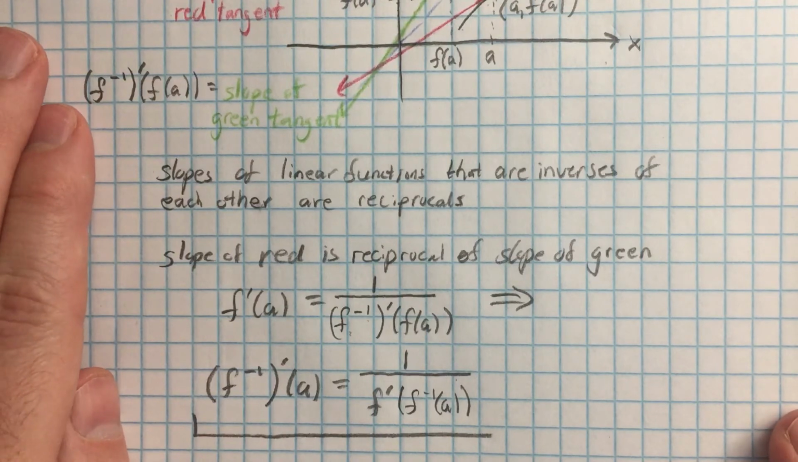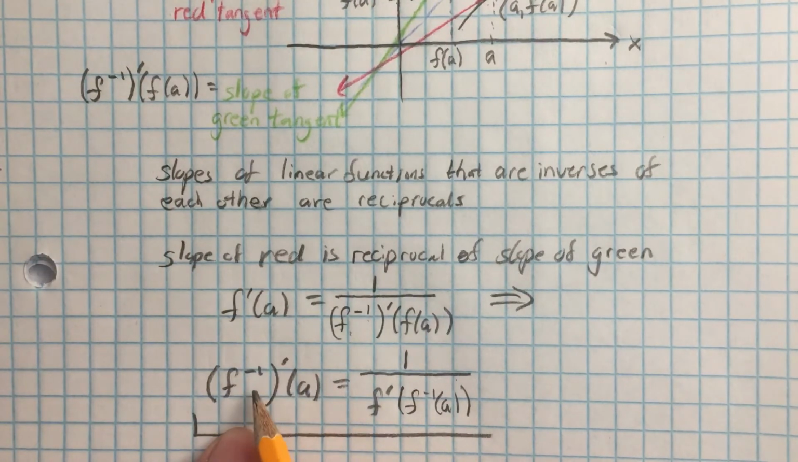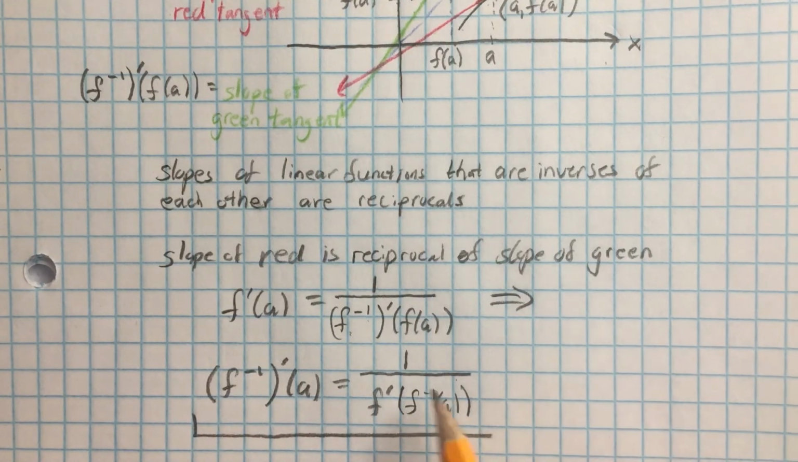We now have an expression for the derivative of the inverse function at a location, in terms of the original function's derivative evaluated at a certain location.